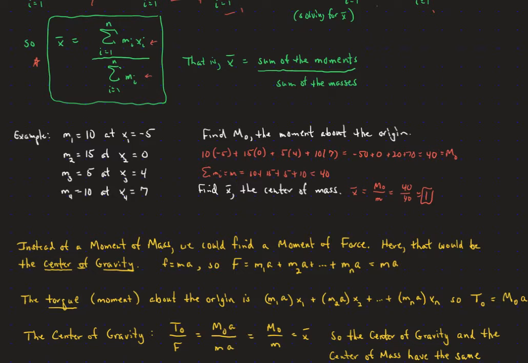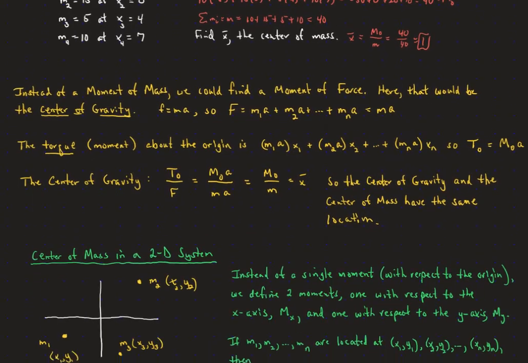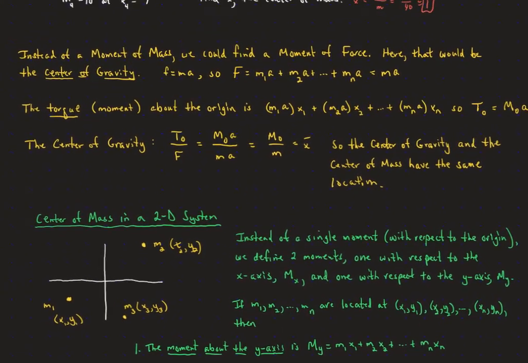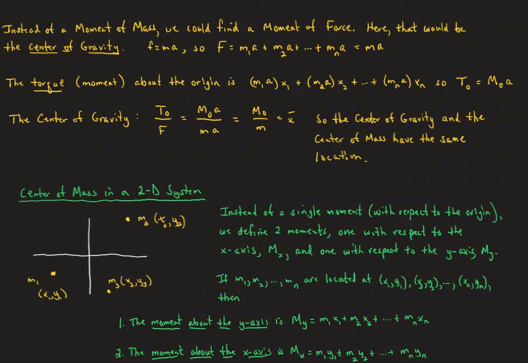Okay, so this isn't going to be a big deal for us, but this is kind of for those physics students that may be among us. So instead of a moment of mass, we could find a moment of force. So here that would mean the center of gravity. So we're going to look at center of mass compared to center of gravity. Since force equals mass times acceleration, the sum of our forces, m1 times the acceleration plus m2 times the acceleration all out to mn, is going to be our total force. That's the sum of all those individual masses times acceleration.